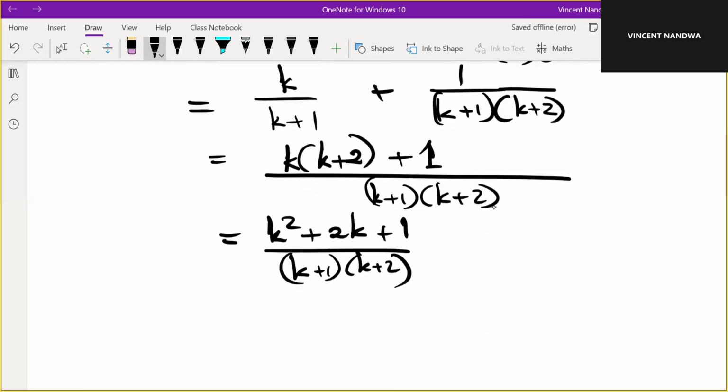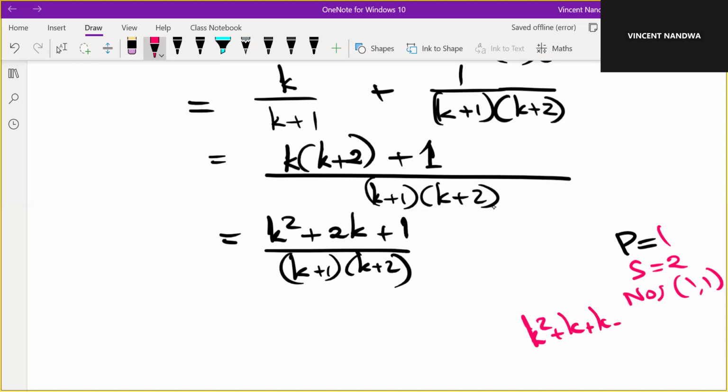So remember this quadratic, now you factorize it. So product is 1, sum is 2, numbers 1 and 1, okay? Yeah. So here we can say it will be k squared plus k plus k plus 1, right? So common here k into k plus 1. Then common in k and 1, into k plus 1, right?